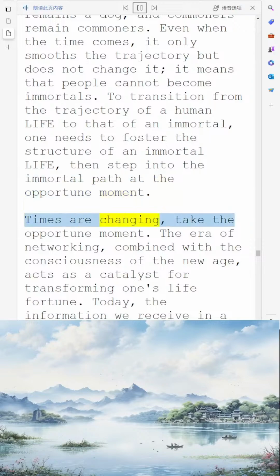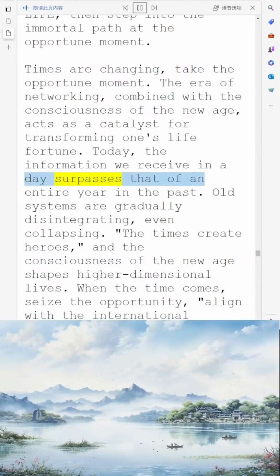Times are changing. Take the opportune moment. The era of networking, combined with the consciousness of the new age, acts as a catalyst for transforming one's life fortune. Today, the information we receive in a day surpasses that of an entire year in the past. Old systems are gradually disintegrating, even collapsing. The times create heroes, and the consciousness of the new age shapes higher dimensional lives.